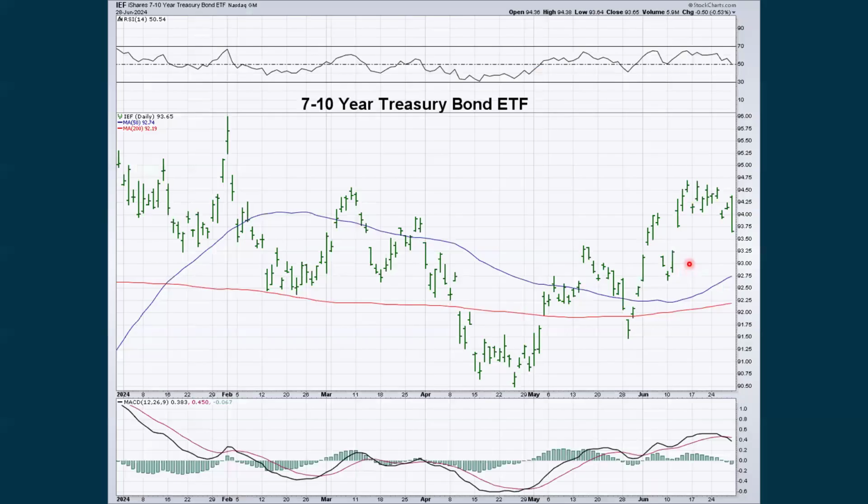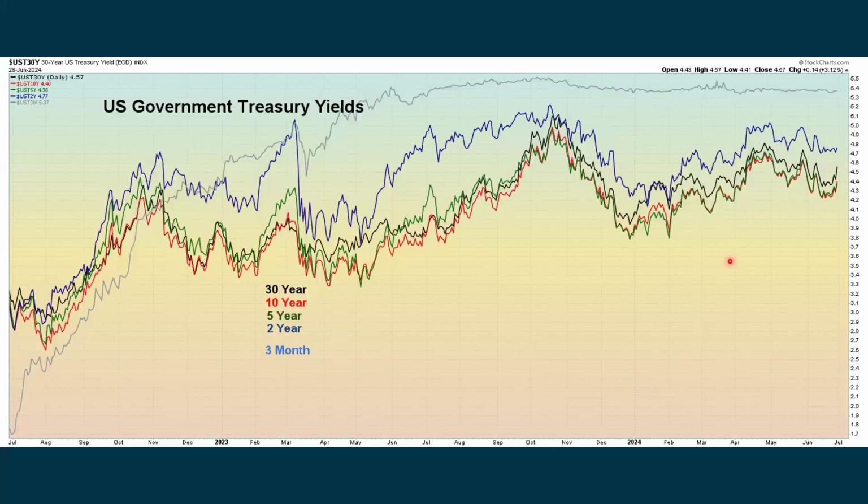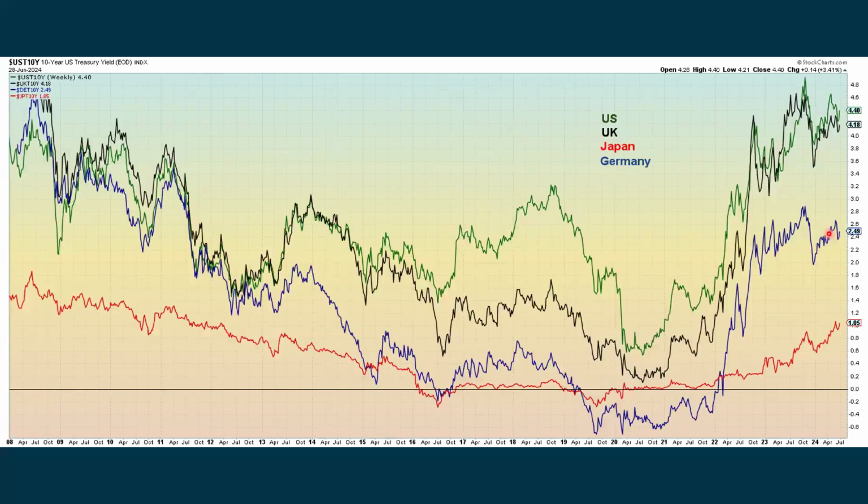We look at an ETF of the 7 to 10-year bond based on price. We've been chopping around, showing a little bit of improvement, but then we really took a nosedive in Friday's session. Here is a daily chart of the yields where we had been coming down, but lately we saw a little bit of a spike up, especially on Friday. Here's a weekly chart looking internationally with the US, UK, and German rates all advancing, and even the Japanese rates advanced a bit.